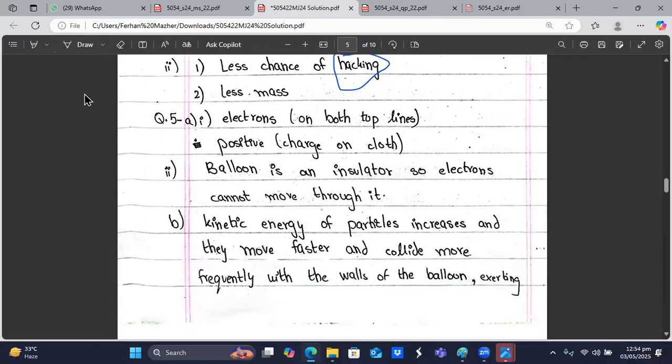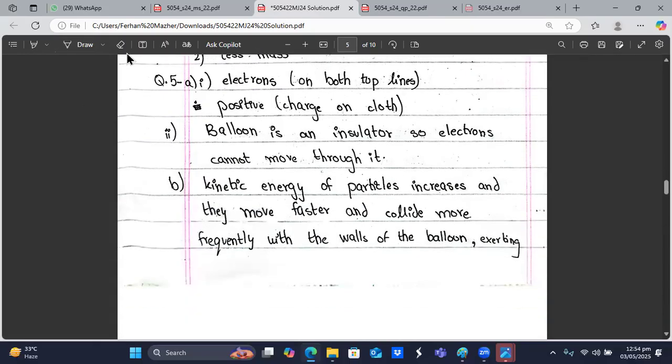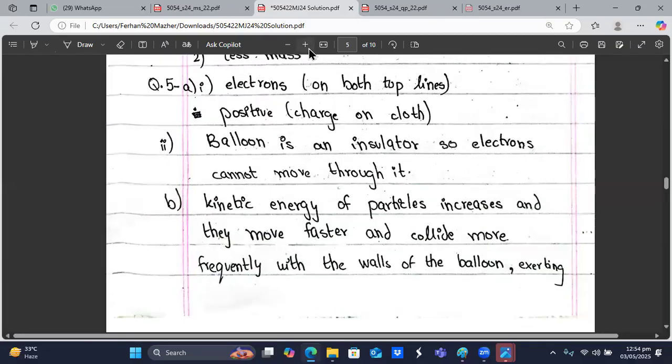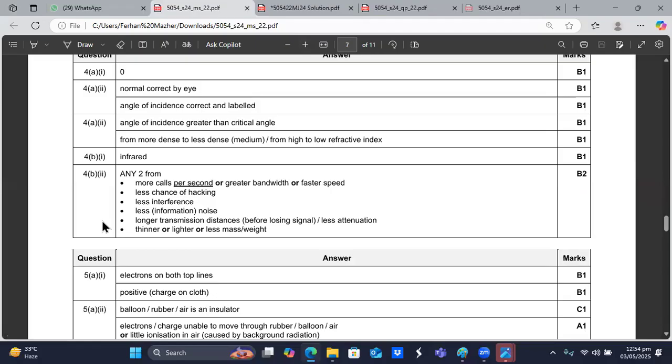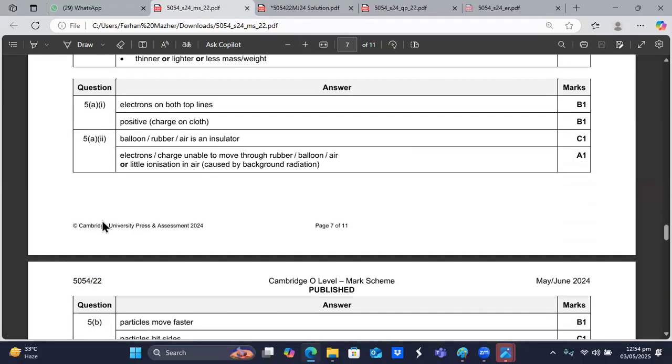So question number 5, its answers. You can also look at the marking scheme.